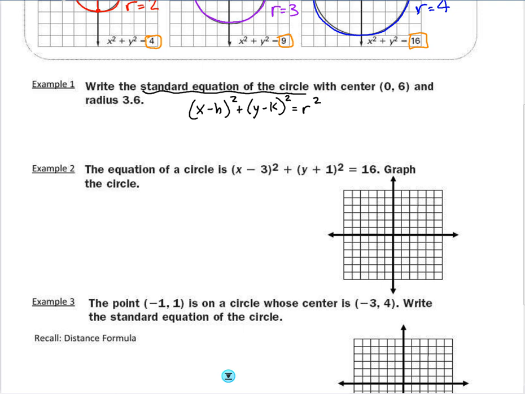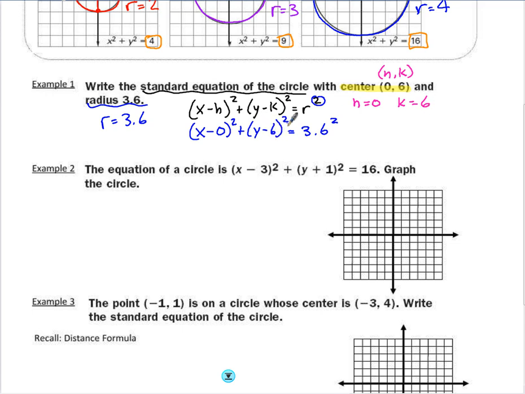So I'm going to highlight some important information here. If they're telling me the center is at 0, 6, that means I'm going to go ahead and label h as 0 and k as 6, because that's the hk value in the center. I also am given the radius, so the r is equal to 3.6. But remember, the radius and the equation are different because I need to square the radius. So in the end, I'm going to go ahead and do 3.6 squared in my equation. X minus the h value, 0, plus y minus the k value, 6.